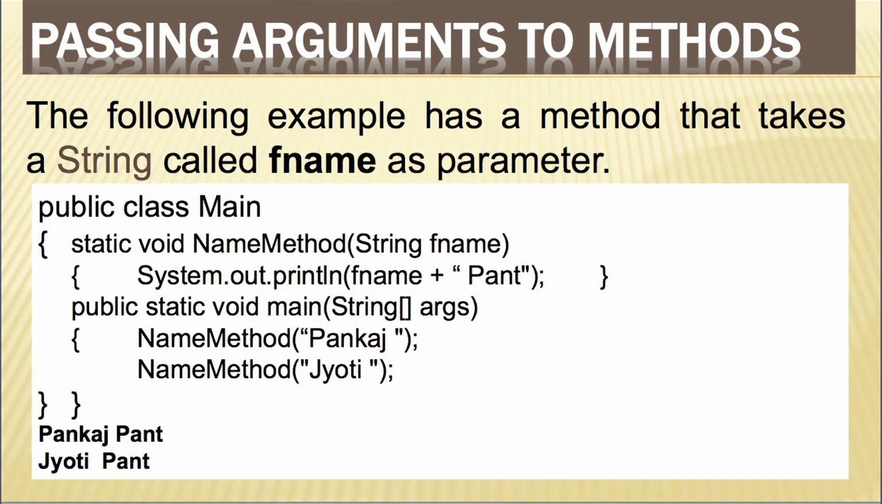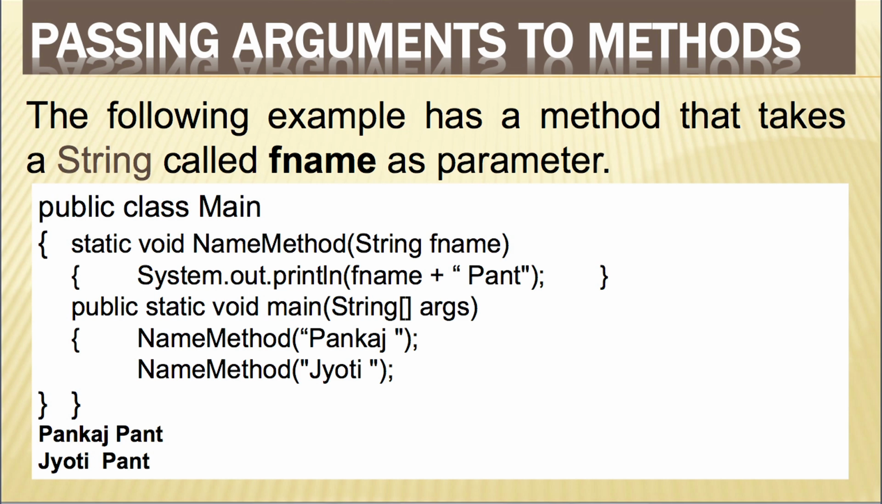then we have concatenated another string, that is panth. So combined it will display Pankaj panth, and again we are running the same name method, and here we are passing Jyoti as an argument. So Jyoti will be transferred to fname, and system.out.println will print Jyoti panth. So the two outputs you can see here in this slide: Pankaj panth and Jyoti panth.